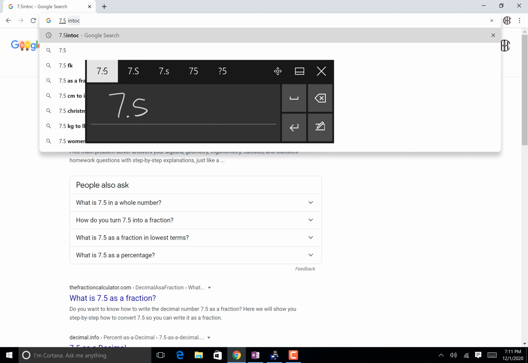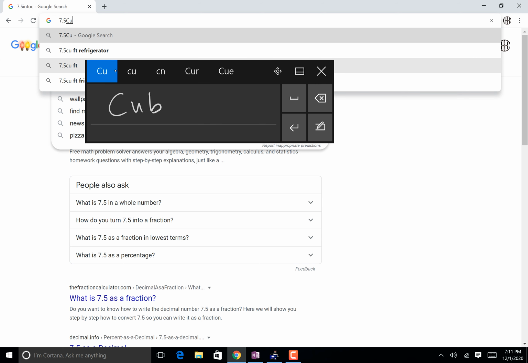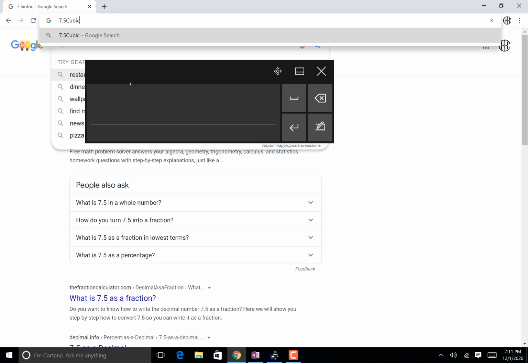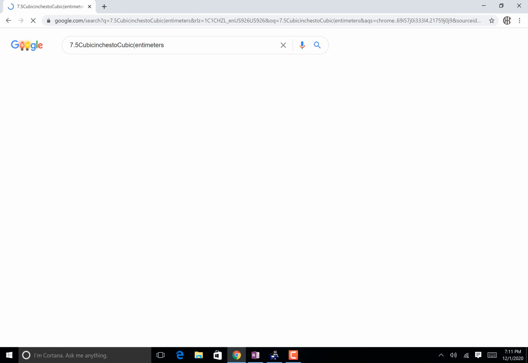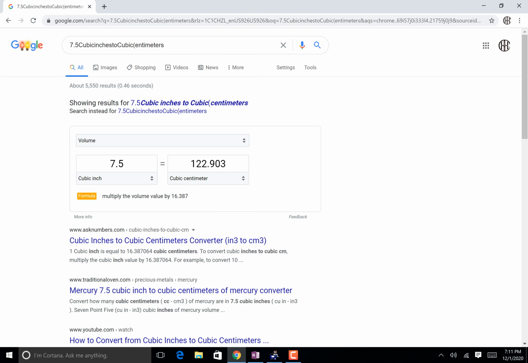7.5 cubic inches to cubic centimeters. Mr. Groom, couldn't you just type it faster? Probably, but I'm having too much fun. Oh, look at that. So this one has a 123-ish cubic centimeter combustion chamber.